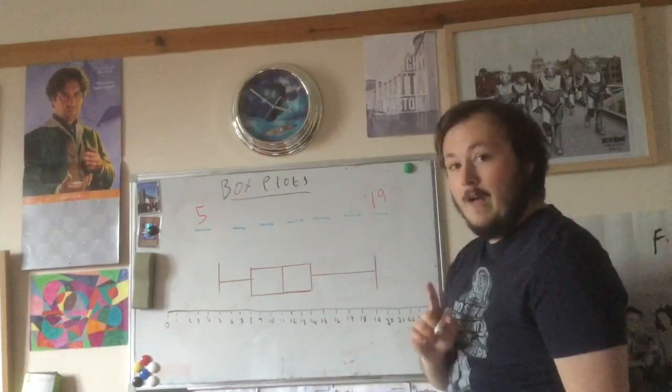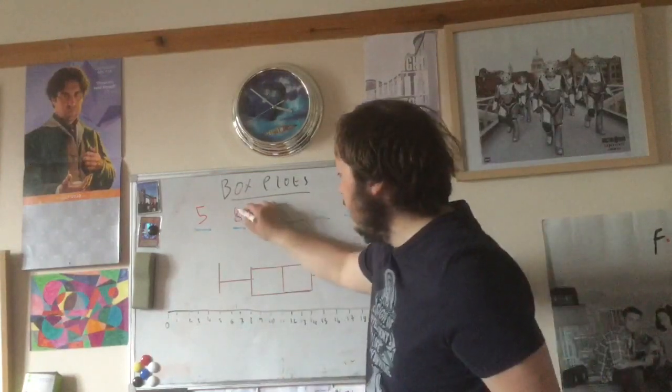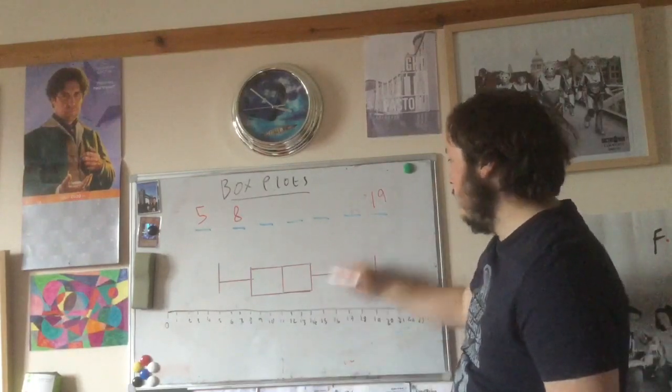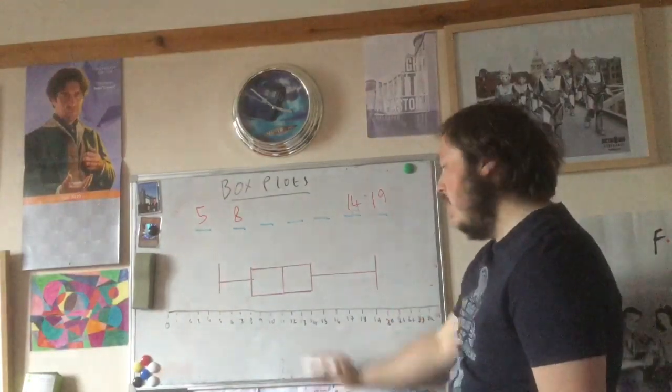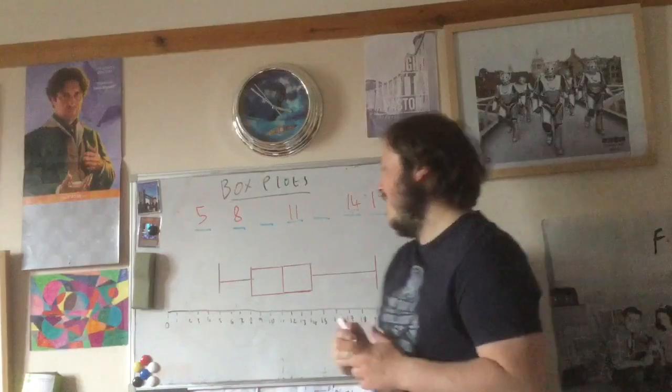Now let's look at the first quartile, which is this part of the box, which is pointing to 8. So we'll put our 8 here. Then we look at the upper quartile, which is pointing to 14, so we'll put 14 here. Now finally, we look at our median, which is pointing to 11, and 11 goes here.